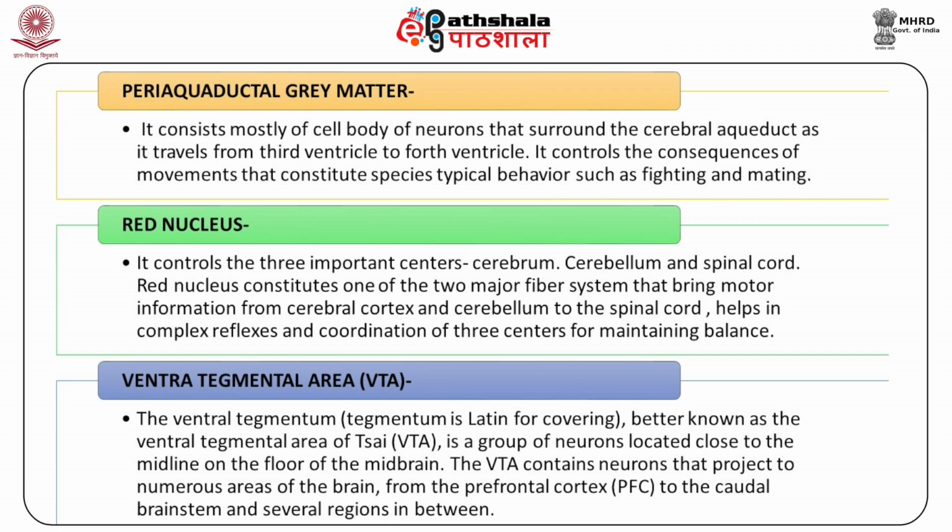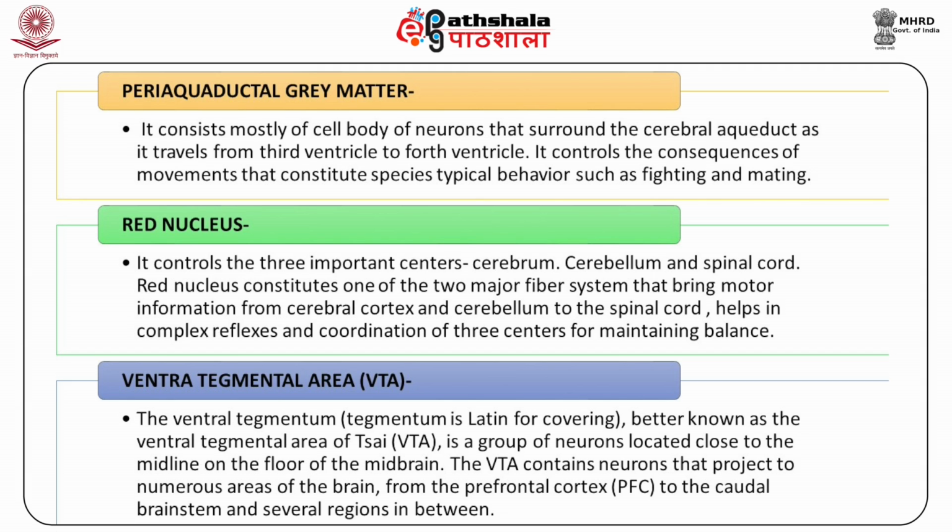It controls the consequences of movements that constitute species-typical behavior such as fighting and mating. Red nucleus. It controls 3 important centers: cerebrum, cerebellum and spinal cord. The red nucleus constitutes one of the 2 major fiber systems that bring motor information from the cerebral cortex and cerebellum to the spinal cord, and helps in complex reflexes and coordination of the 3 centers for maintaining balance.